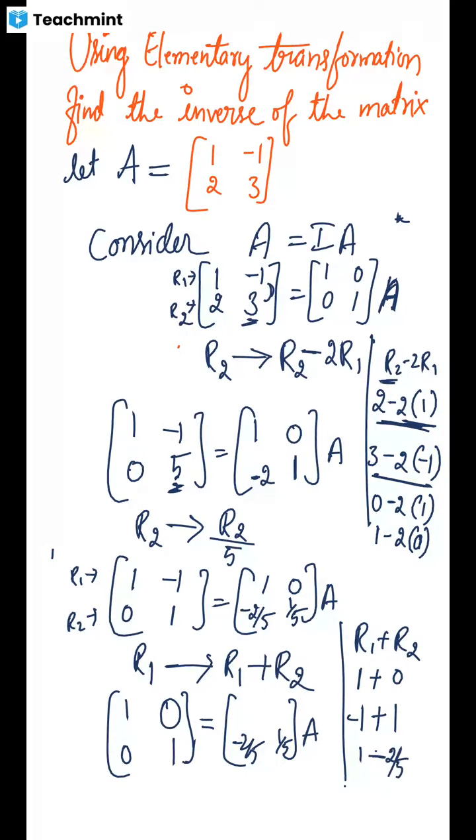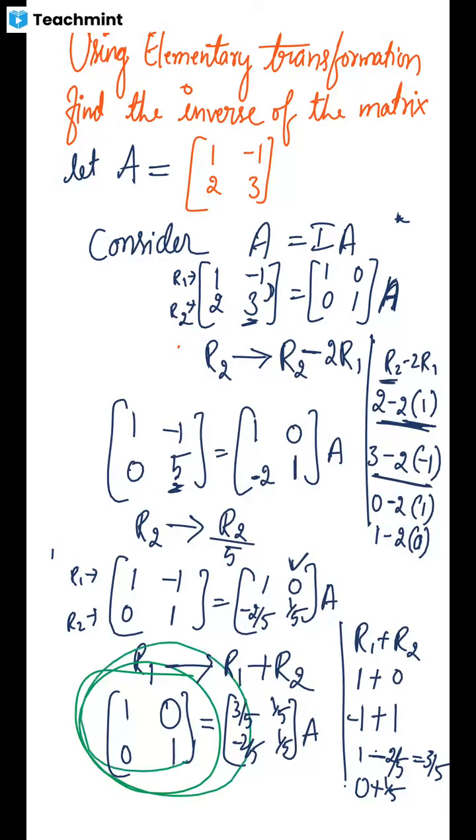So, 1 minus 2 by 5, when you solve it, taking 5 as LCM, 5 minus 2 is 3, so 3 by 5. So here I am going to get 3 by 5. Similarly, the R1 element, the next row 1 element is 0 plus the corresponding row 2 element, which is 1 by 5. 0 plus 1 by 5 is 1 by 5. You observe the left hand side matrix. Observe this matrix. This matrix is going to be an identity matrix.